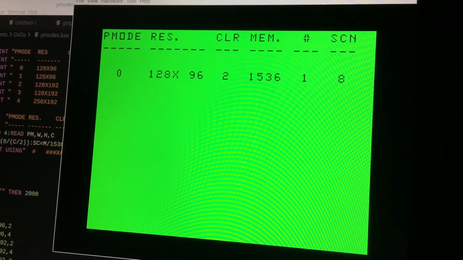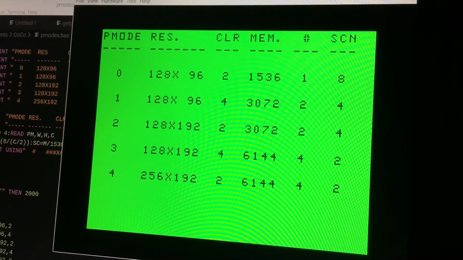Here's a little more information on them. P-Mode 0 with 2 colors took 1,536 bytes of memory, and that was the size of a page. So each graphics page was 1536, the lowest resolution, so you could have 8 of them. P-Mode 1 took 3K, P-Mode 2 took 3K. They were the same amount of memory, but one of them had more colors. So you had 128 by 96 with 4 colors, or 128 by 192 with 2 colors. So the one with more colors and lower resolution took as much memory as the one with less colors but higher resolution. So that was your trade-off.